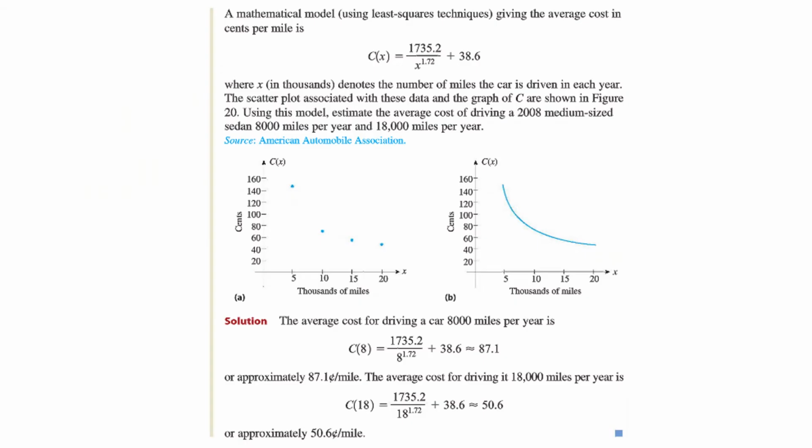Let's see how you did. So there's your model, there's the scatter plot, there's the graph of this curve. So you're plugging 8 in, because 8 corresponds to 8,000 miles per year, and you get 87.1 cents per mile. If you go 18,000 miles, you plug in 18 and you get that. Make sure you know how to get 18 raised to the 1.72 in your calculator, but here it's going to be 50.6 cents per mile.